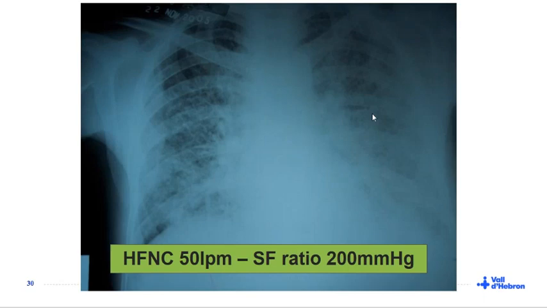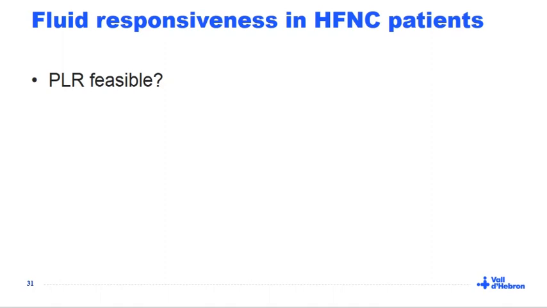But if you have a patient on high flow with 50 liters and this X-ray with an SF ratio of 200, and you ask him to make an end-expiratory pause of 15 seconds, I would not do it. Anyway, so the question is, can I take this patient and put the trunk supine and then raise his or her legs? I honestly, at the beginning, was not sure that it works. But my boss said, you should try it. And I said, okay, I will try it, but I have no alternative apart from that.